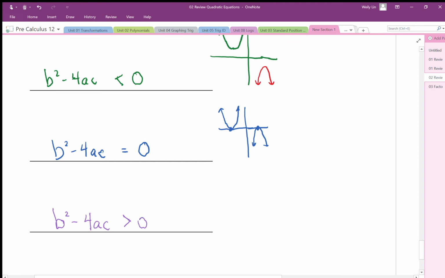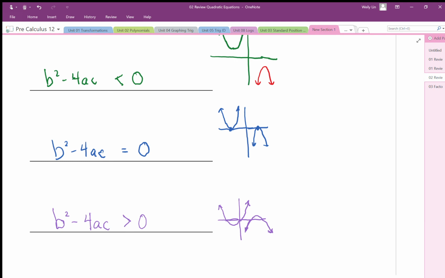Well, we can square root positives, and if we can square root the positive, then we get plus or minus some number. That's going to give us two different solutions. So we'll get a graph that's going to cross the x-axis more than once. Okay, it could look like that. It could be upside down and cross more than once, but basically it's going to cross the x-axis more than one time.